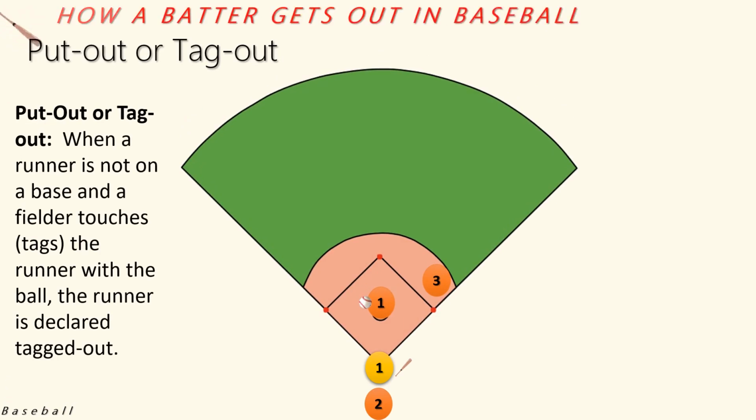Put out or tag out. When a runner is not on a base and a fielder touches, that is tags, the runner with the ball, the runner is declared tag out.